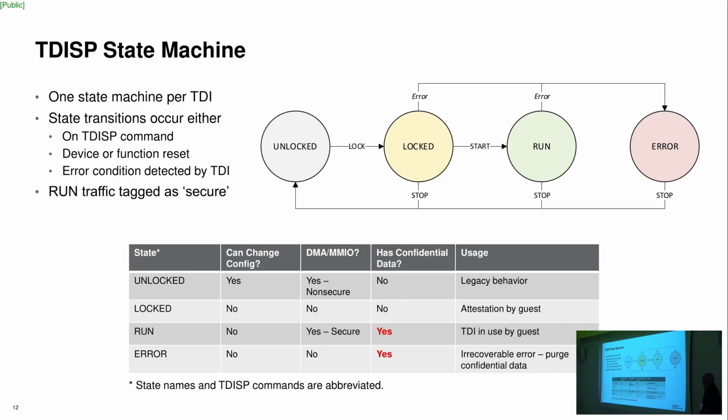The state machine basically provides a way to tell the device to stop letting configuration that might change the security configuration of a device until the guest has attested to that or retrieved the attestation information of that device. So we don't want the configuration to change after the guest has asked for the configuration and has accepted it. The locked state and the run state are the security states. The unlocked state is legacy behavior.